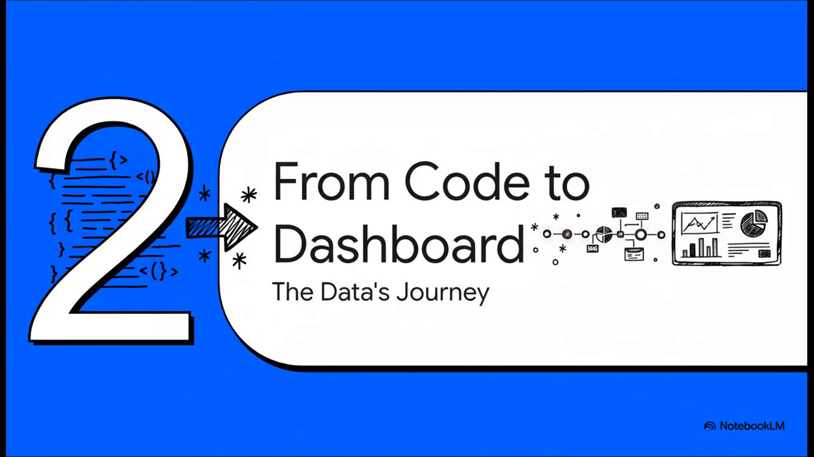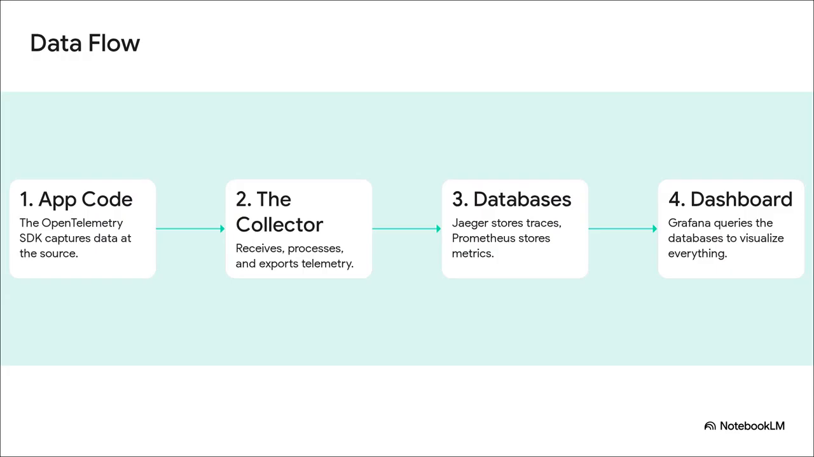So how does this all actually hook up? How does a little piece of data get from a single line of code all the way to some beautiful chart on a dashboard? Let's follow that data on its journey. It's really just a simple four-step process.